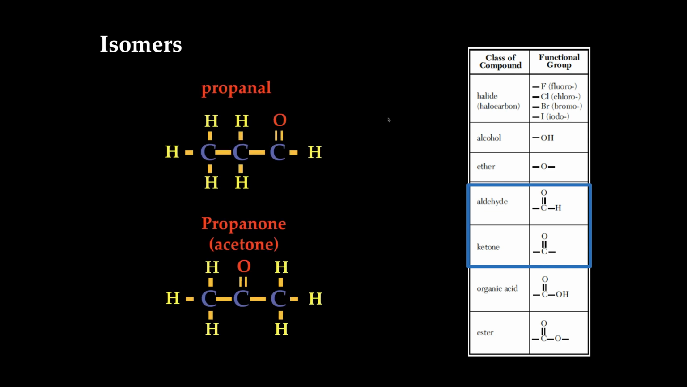Aldehydes and ketones are isomers of each other. They both have the double bonded oxygen carbonyl group, but it's just the position that makes the difference. Propanal and propanone both have 3 carbons. They both have 6 hydrogens. They both have 1 oxygen. However, they are arranged differently, which makes them isomers of each other.